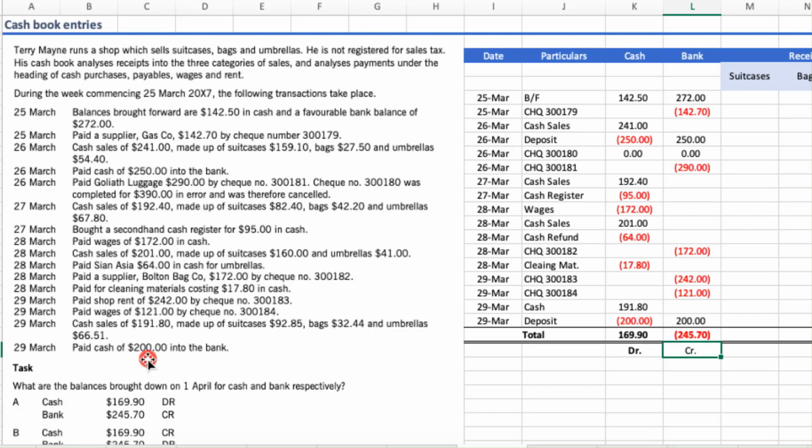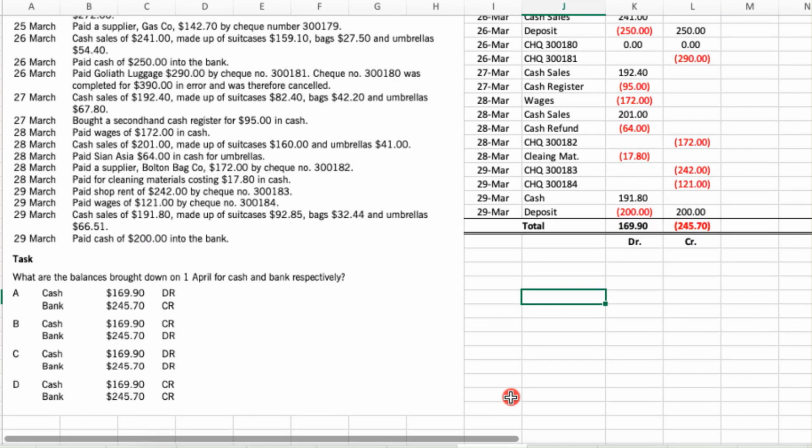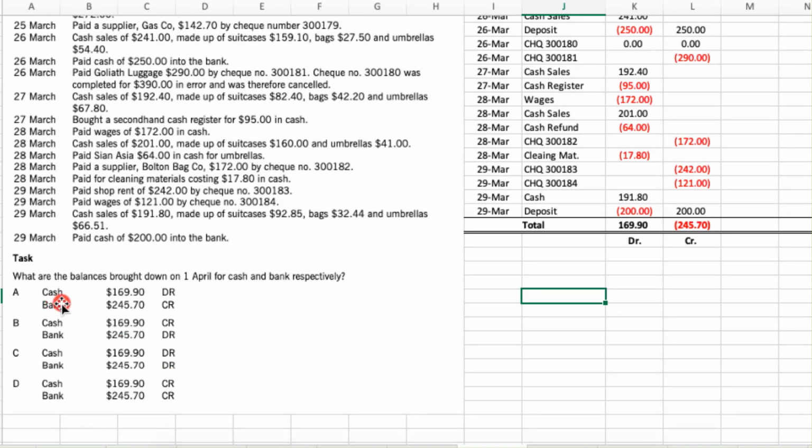liability will be credit. So here let's see which option is correct. If we look into option A, cash closing balance is 169.90 debit, bank 245.70, negative balance means credit. So yes, option A is the correct one.